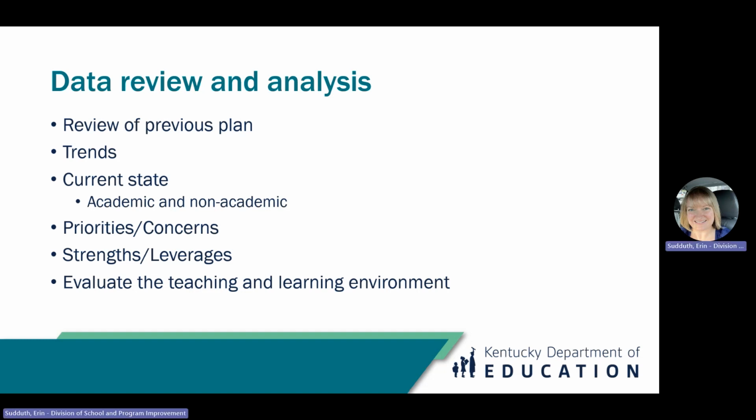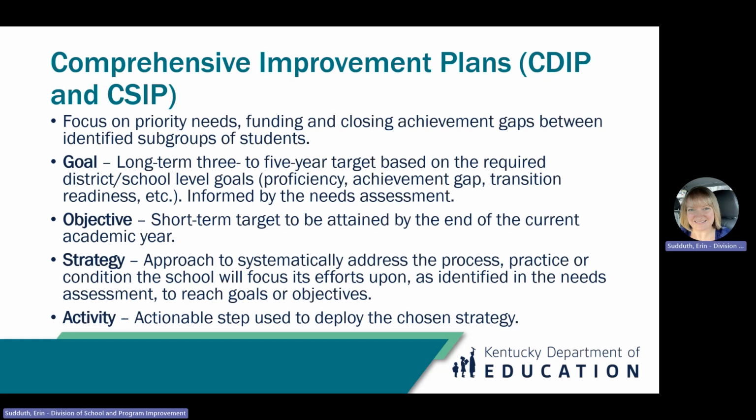Strengths and leverages. Consider how your strengths could be used to improve your areas of concern. Things like strong leadership, effective communication, staff knowledge, and capacity all play a factor in your ability to address your needs. Evaluating the teaching and learning environment. This is where you use the 6 key core work processes to determine which processes, practices, or conditions will be the focus of resources such as Title I funds, and efforts to produce the desired changes. These elements will be addressed in detail in the improvement plans, your CDIP and your CSIP.